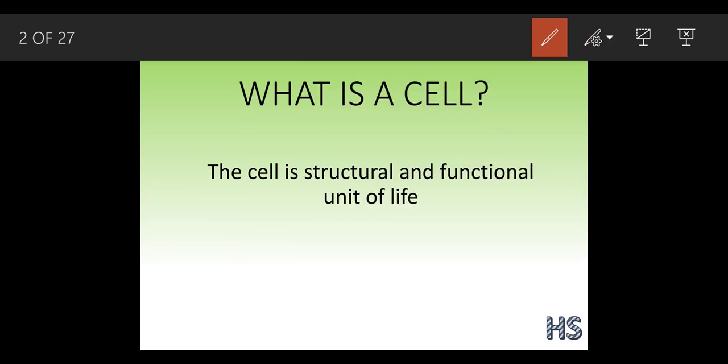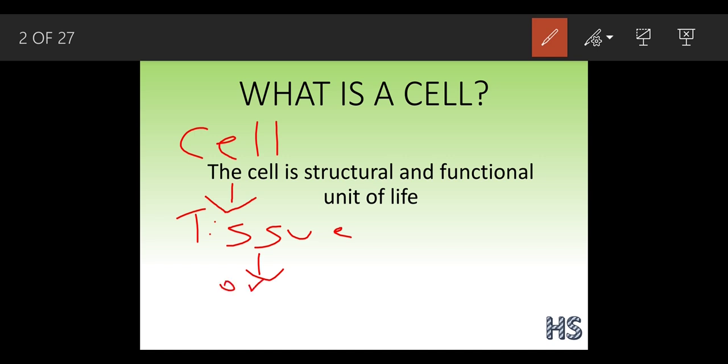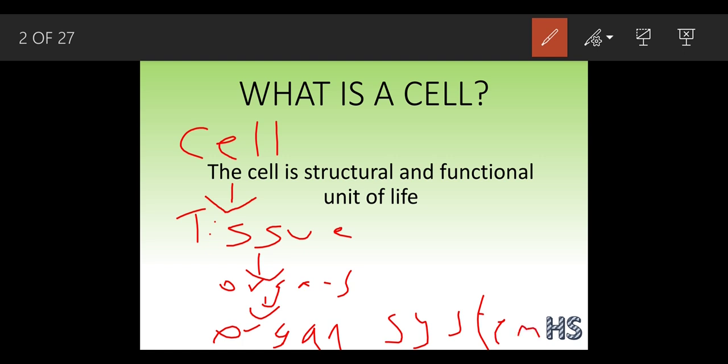See, what is the function of a cell? Cells, when combined in a group, form a tissue. Tissues form the organs, and organs form the organ system. So basically, a whole human living being is made up of these cells only. That is why this is the structural and the functional unit of life.